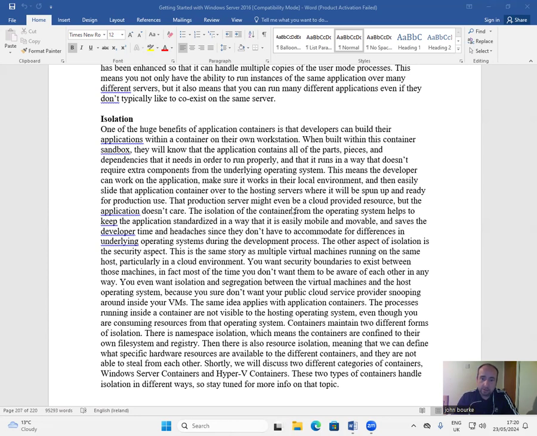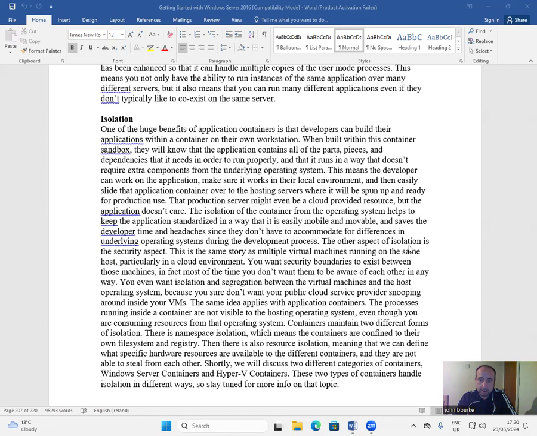That production server might even be a cloud provided resource, but the application doesn't care. The isolation of the container from the operating system helps to keep the application standardized in a way that it is easily mobile and movable, and saves the developer time and headaches, since they don't have to accommodate for differences in underlying operating systems during the development process.